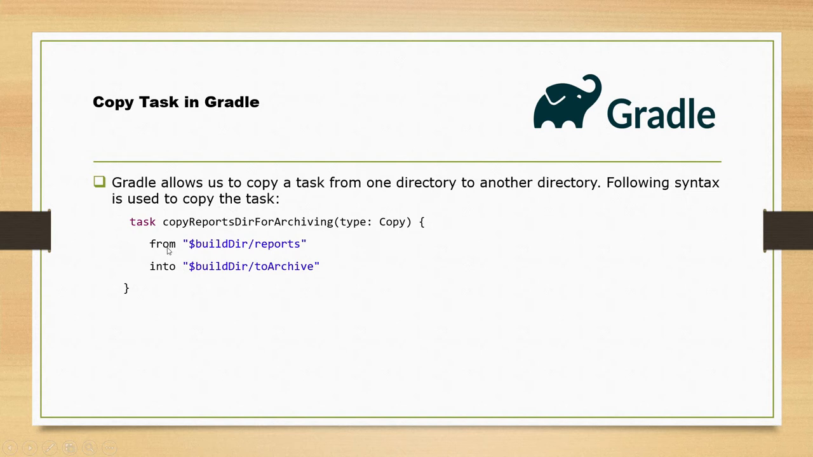And you have to specify from and into. From specifies your source directory. So here buildDir is nothing but our build folder within the project root directory. Within that we have a reports folder which is going to be created while building the Gradle project, and that reports folder we want to copy into the project build directory, into toArchive. The toArchive folder you don't need to create; the creation of the toArchive folder will be taken care of by Gradle itself.